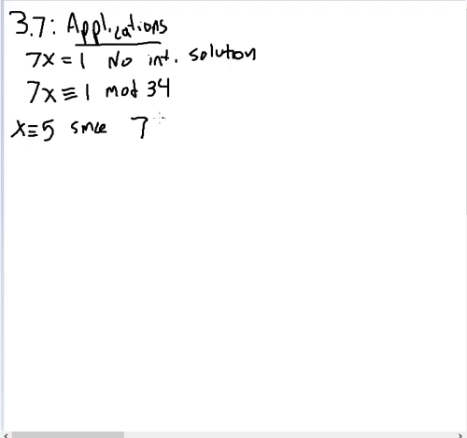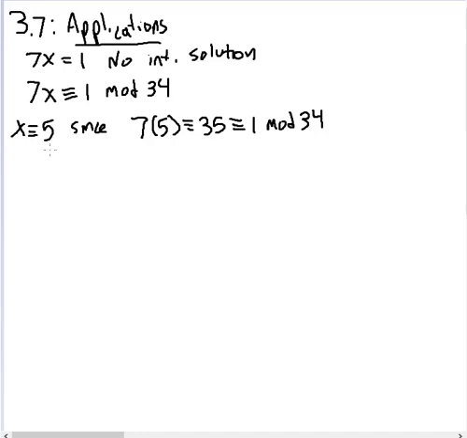Well, since 7 times 5 is 35, but mod 34, remember, the idiot's way goes a long way for this. Just subtract 34 and we get 1 mod 34. So that means x equals 5 solves that equation. Then technically there's infinitely many answers, like 5 works, 39 works, I can keep adding 34, and any of those will work.